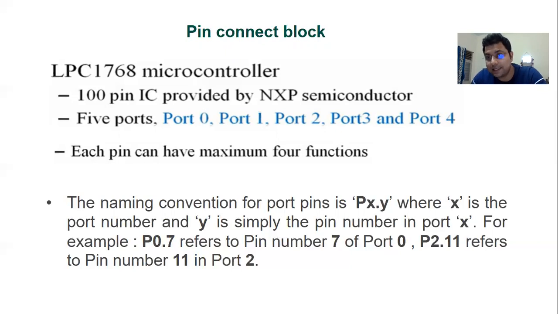So we have to multiplex each pin for several functions. When I'm using the word multiplexing here, it means one pin can be used for several purposes, but one at a time. So there you require a multiplexer to select the functionality associated with that pin. Now 4 functions are there. Each pin can be used for 4 purposes.